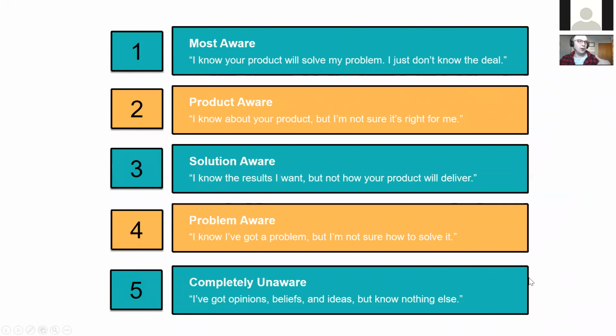So problem aware, people who know they've got a problem, but they don't know how to solve it. They may not even be aware that solutions are available. So they feel their pain. They're in the midst of their pain or their desire, but they don't know there's something that can solve it.